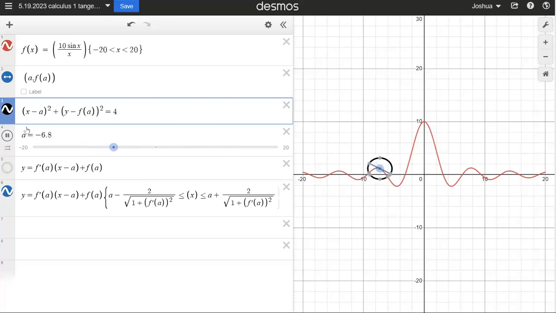If I turn off the circle, which I no longer need because that was just my guide to space out delta x, you get this nice, much more pleasant video showing how the tangent line is changing along the function f of x equals 10 sine x upon x.